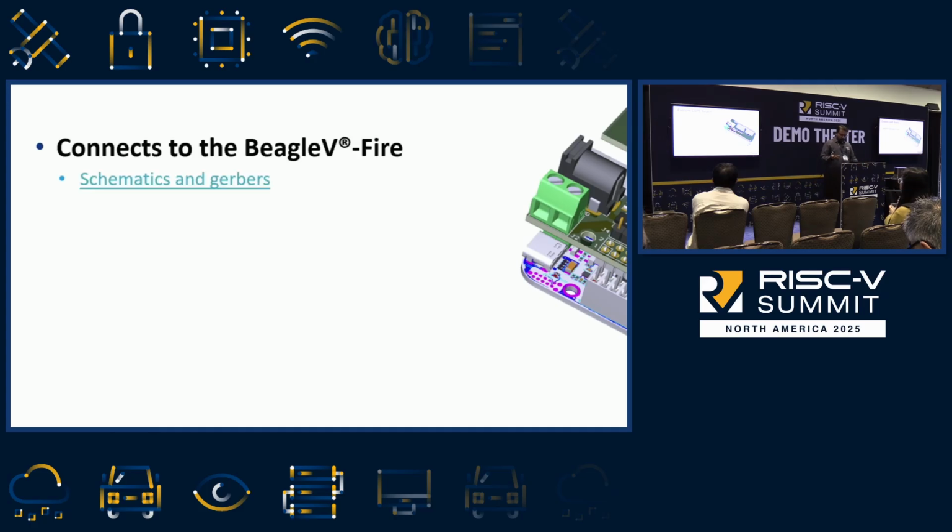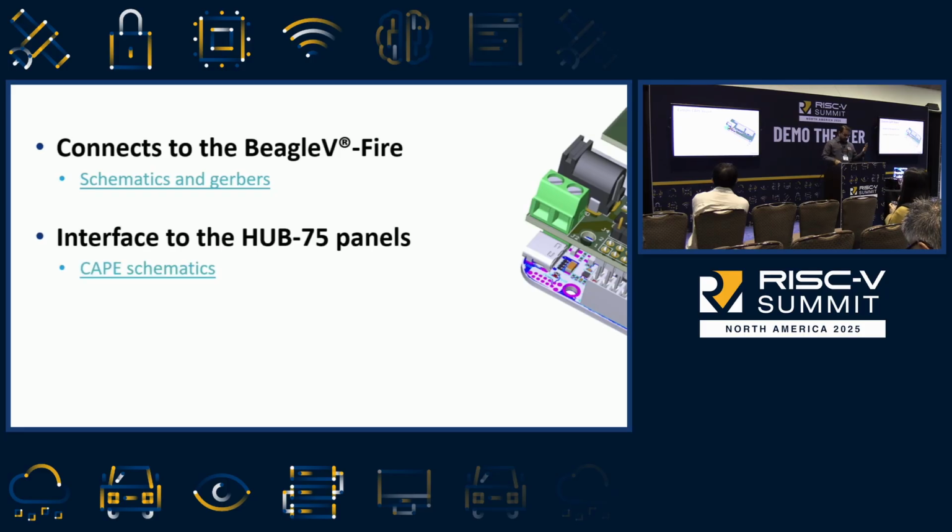Okay, so we also made this open source. The BeagleV Fire and the relevant documentation is available. The Hub75 panel kit board is available, and then you just plug them together. You now have a system that can control these LED panels.